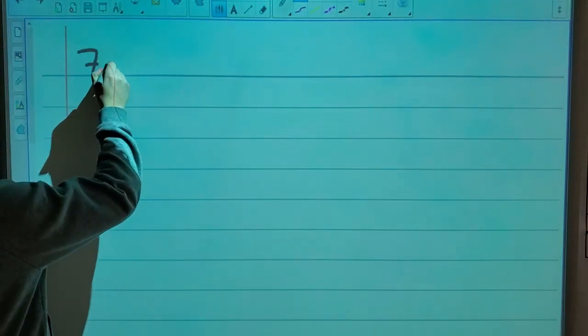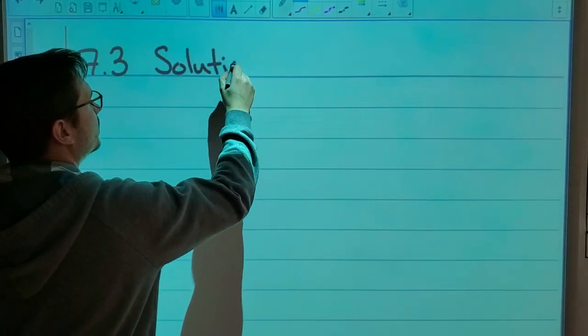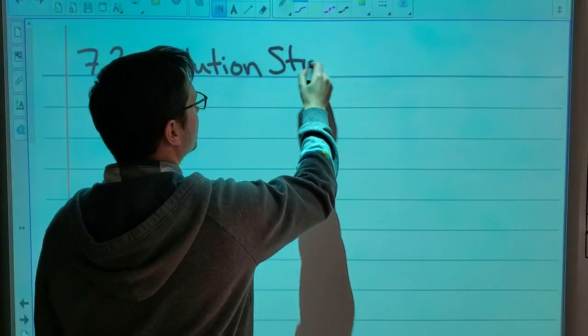So this is going to be 7.3, solution stoichiometry.